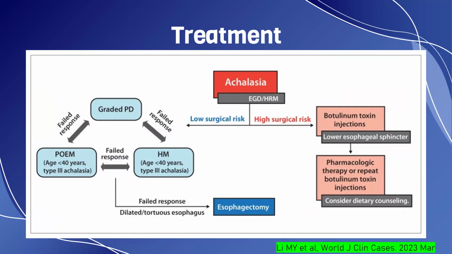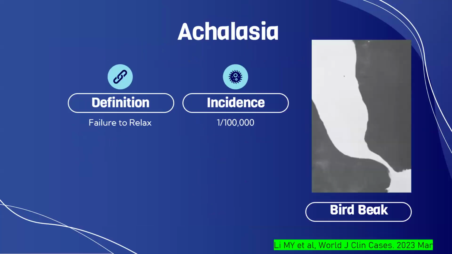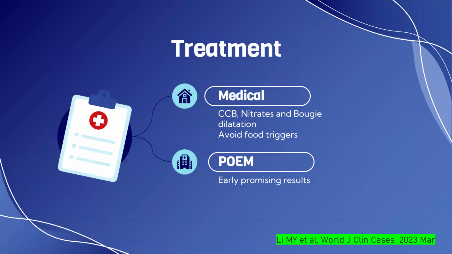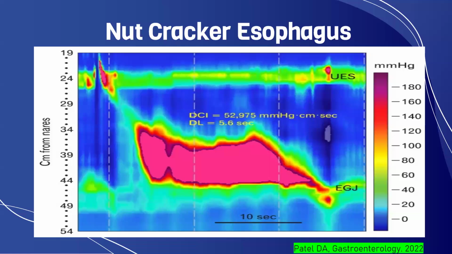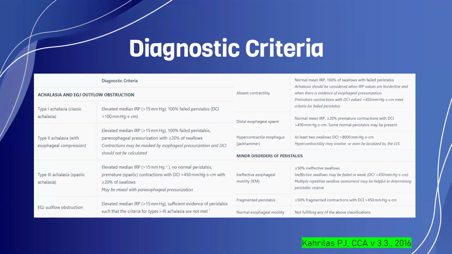Go back to the types, the Chicago classification. Type 1 is classic achalasia, where there is a complete absence of esophageal muscle contraction, and there will not be any significant pressure buildup. Type 2 is achalasia with compression, and type 3 will be spastic, where there will be severely spastic contractions.